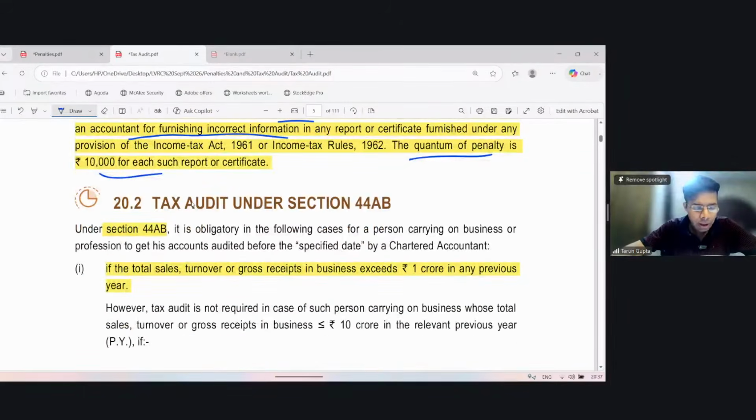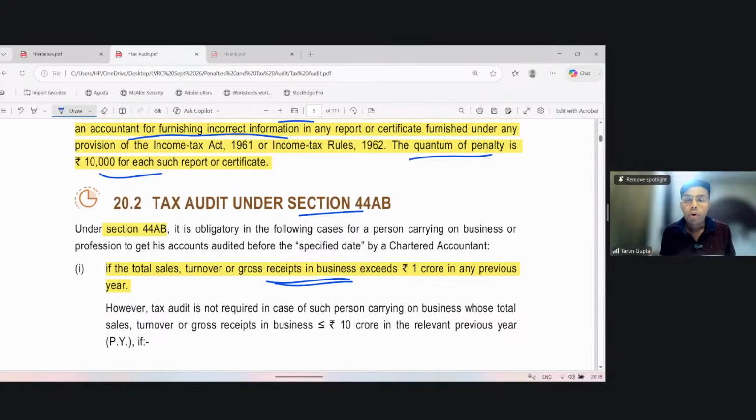Now we'll discuss tax audit in section 44AB. So when is tax audit applicable under 44AB? Firstly, if the total sales or gross receipts in the business exceed rupees 1 crore in any previous year. However, this 1 crore shall be read as 10 crore if the cash receipts are up to 5% of total receipts and cash payments are up to 5% of the total payments.